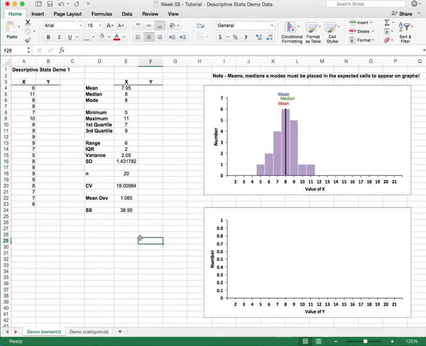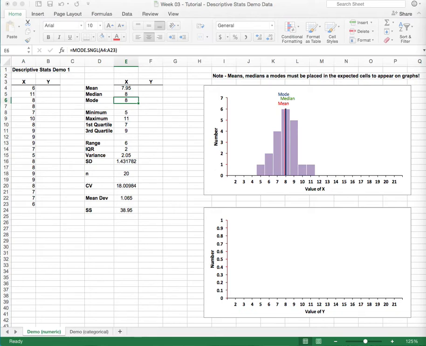All right, one of the things that you will notice if you look at this plot on the top here is that the mean, which is 7.95, the median, which is 8, and the mode, which is also 8, are pretty much all stacked on top of each other in the same place. The reason is that they're all very similar. This is a relatively symmetrical data set.